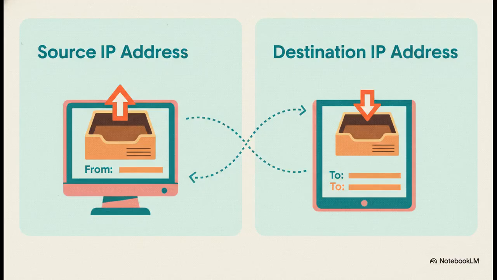Let's start with the most obvious ones. The source IP address is basically the return address. It's who sent the postcard. And the destination IP address, well, that's where it's going. Simple as that. Without these two, literally nothing else matters. They are the absolute heart of getting data from point A to point B.